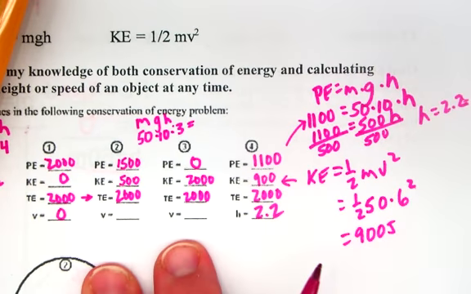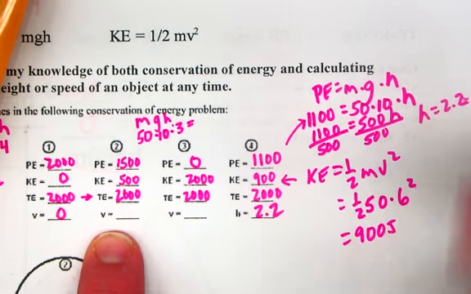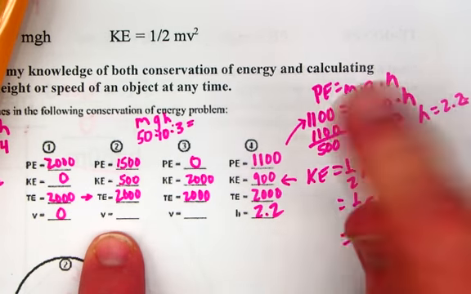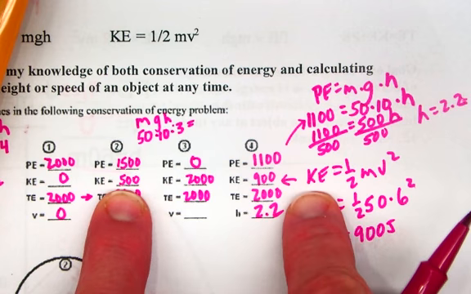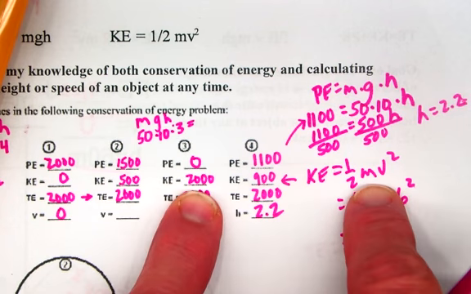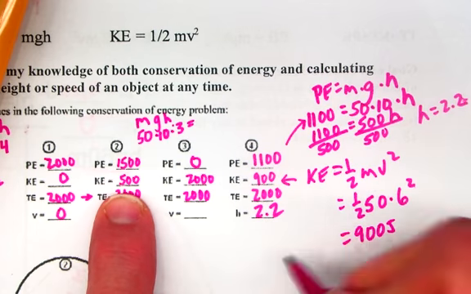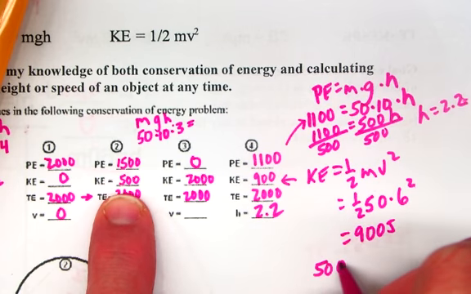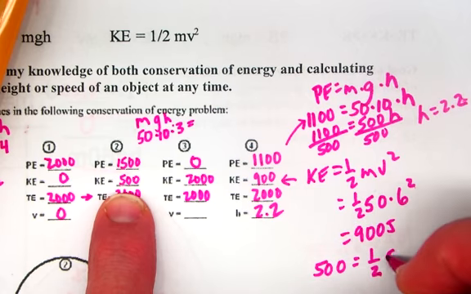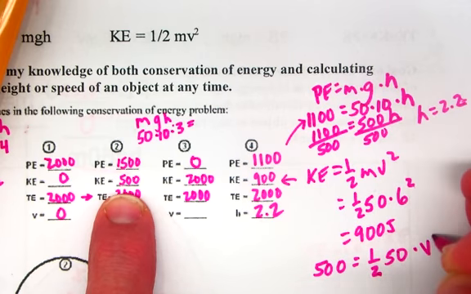So how am I going to solve for v? Same indirect or backwards method. Now I know KE, 500 and 2,000. I know m, I'm going to solve for v. So in the case of number 2, my KE is 500 equals 1/2 times my mass, which is 50, and I'm going to solve for v.